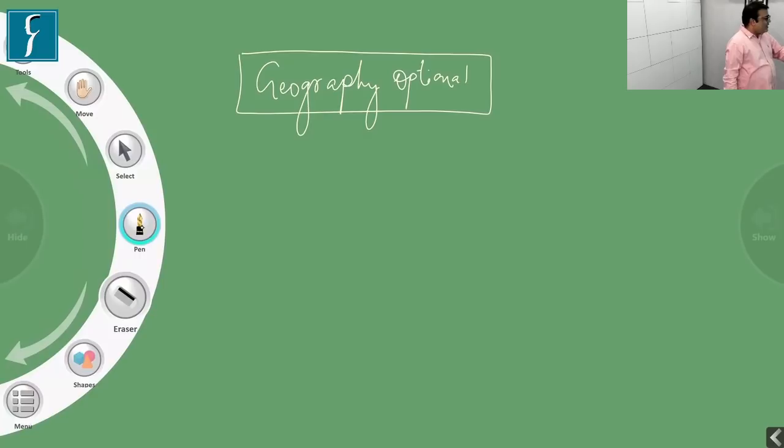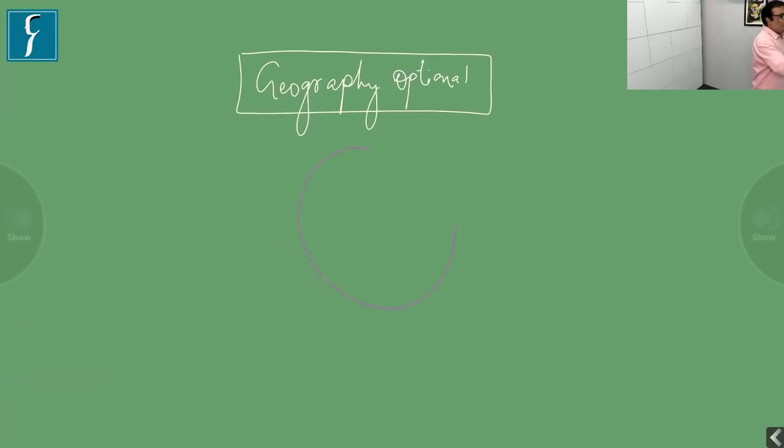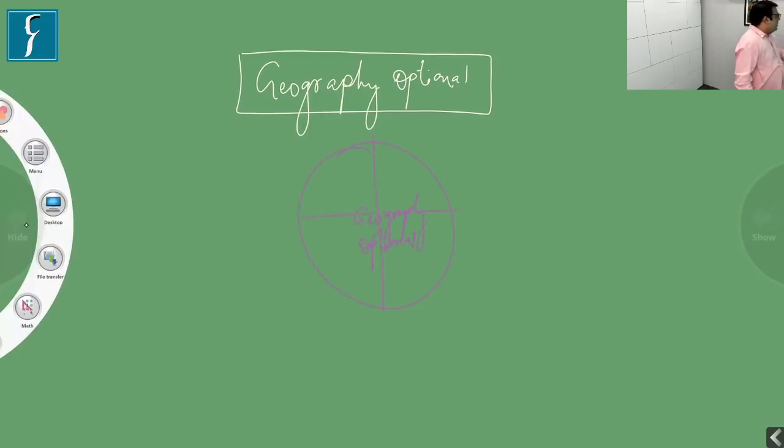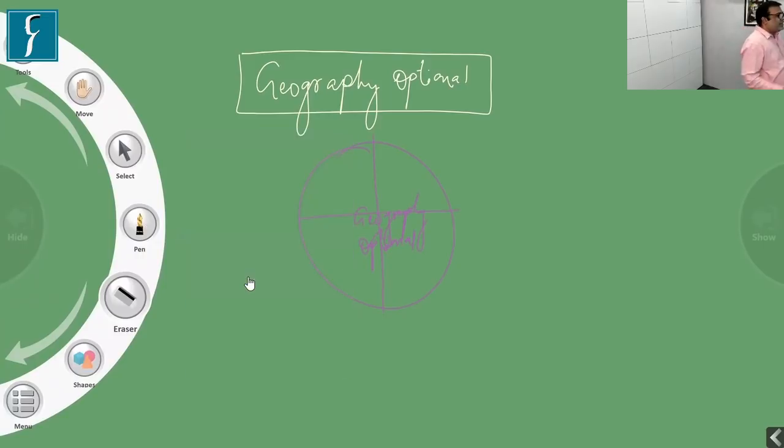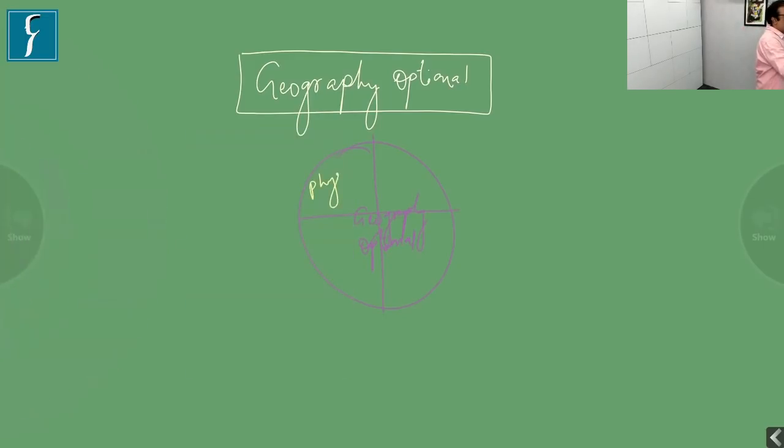Here you see geography as a subject. Geography as a subject, we can define mainly into 4 parts. Geography optional has mainly 4 parts. Number 1 is what we call physical geography. Number 2 is what we call human geography.